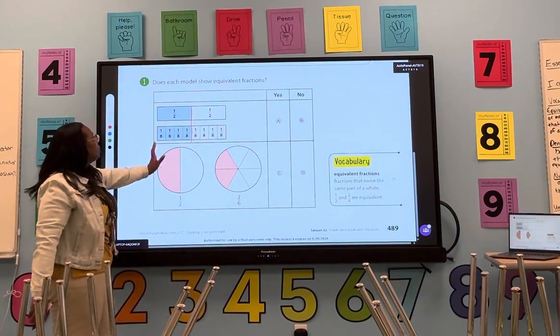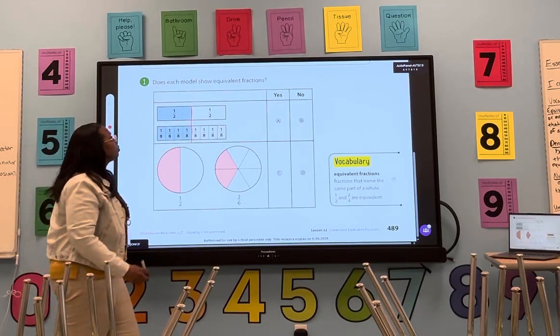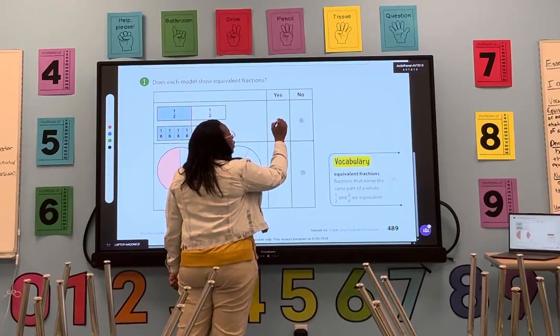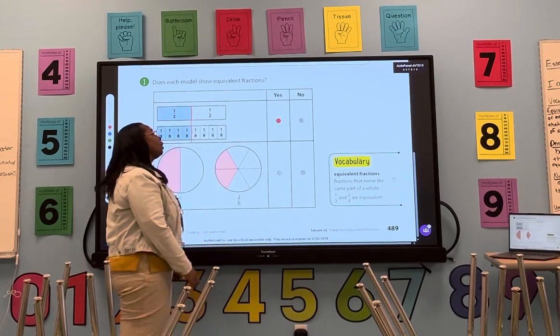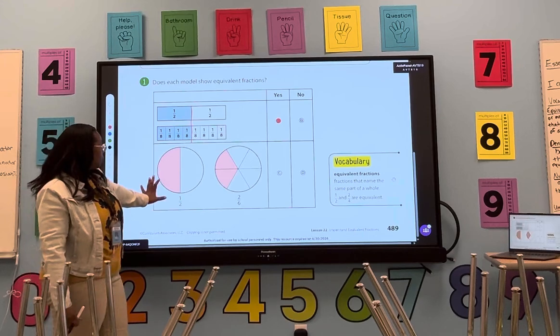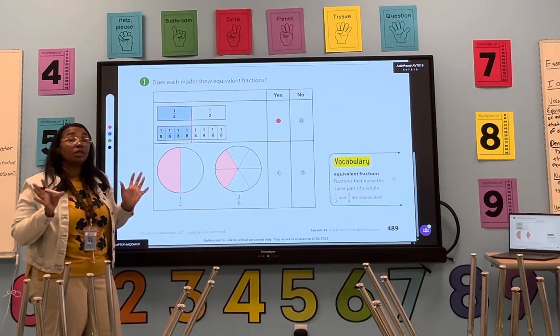And they do. So the same amount is shaded on both fraction bars. So this would be a yes. This is equivalent. They are equal. They are the same size. Now, let's go to the shape. Here's a circle. Here's a circle. Same size. So far they're good.